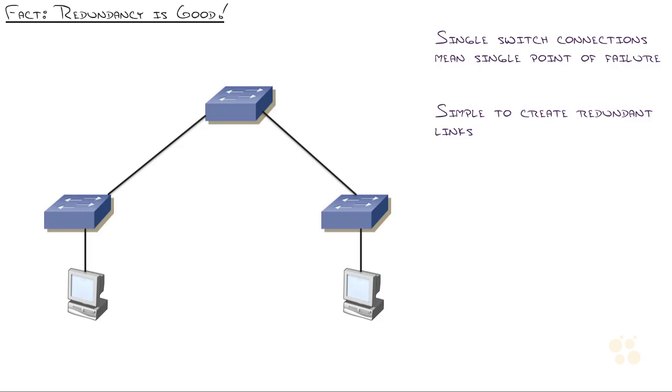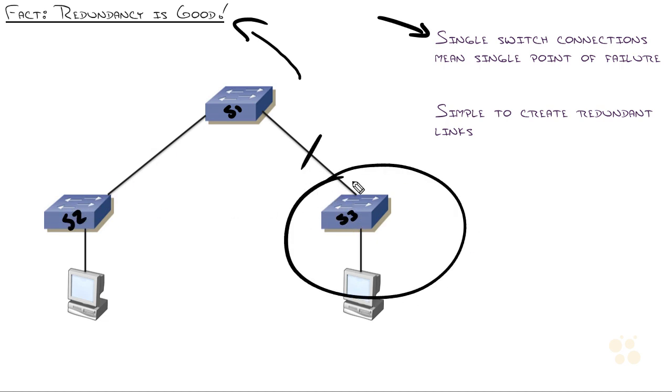Spanning tree protocol is designed around the fact that redundancy is good. Single switch connections means a single point of failure. If I've got switch 1, switch 2, and switch 3 in this picture, and this cable breaks, then all of the clients attached to switch 3 can no longer access the rest of the system. That's not good at all.